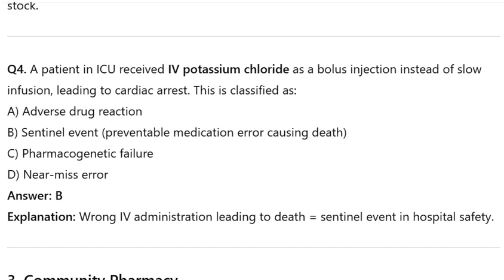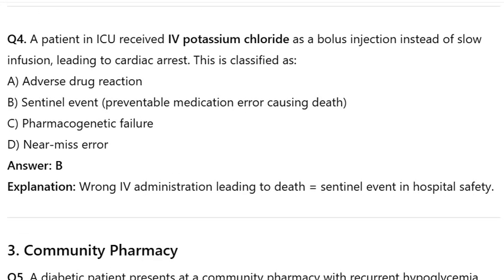Q4. A patient in ICU received IV potassium chloride as a bolus injection instead of slow infusion, leading to cardiac arrest. This is classified as A. Adverse drug reaction. B. Sentinel event, preventable medication error causing death. C. Pharmacogenetic failure. D. Near-miss error. Answer B. Explanation. Wrong IV administration leading to death equals sentinel event in hospital safety.